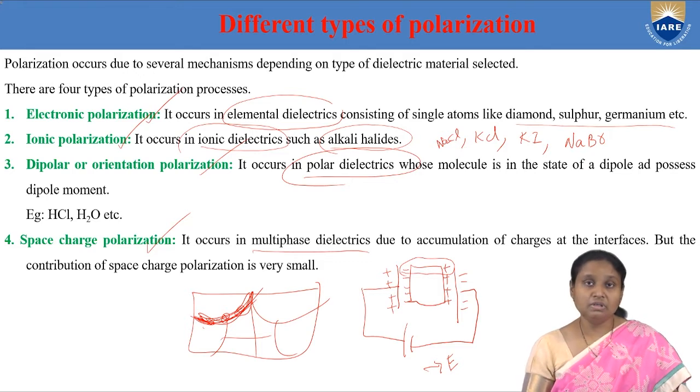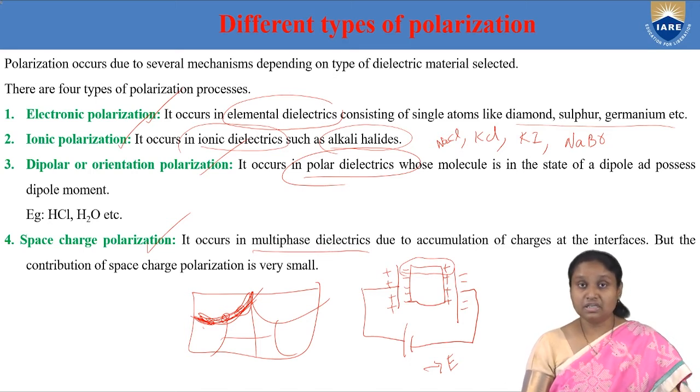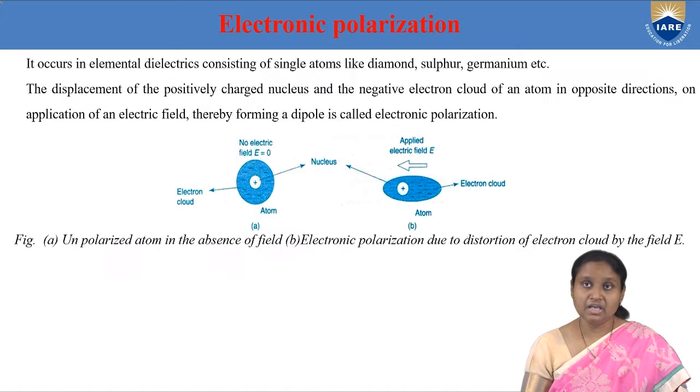So in this video, I'm going to focus majorly on the first three types of polarization, which are electronic, ionic, and orientation polarization. Now, discussing our first type of polarization in detail, we have electronic polarization. So what is electronic polarization?